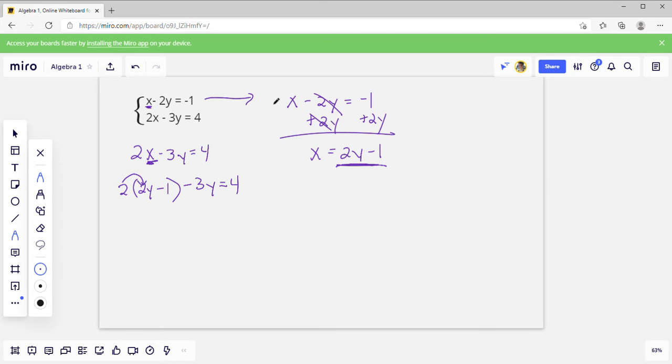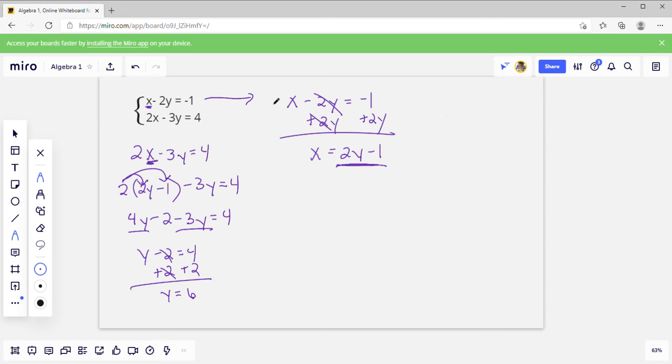Now I'm just going to rainbow that. 2 times 2 is 4y. 2 times the negative 1 would be negative 2, minus 3y equals 4. I've got like terms right here I can put together. 4 minus 3 would be 1, so just 1y minus 2 equals 4. I'm going to add my 2, and I get y equals 6. That's not my answer yet.